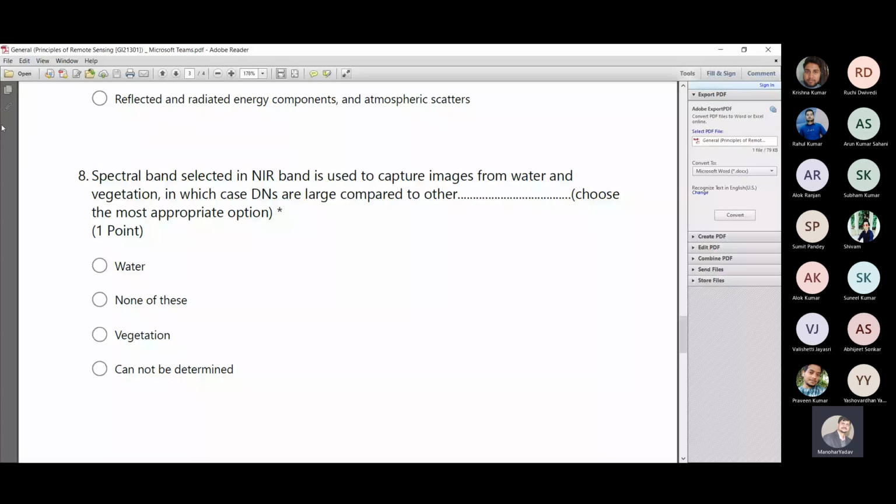This is a kind of backward analysis of the concept, from generation of DN numbers to the analysis of energy at the sensor, at the ground level, and then further on the basis of given spectral signature for the given types of features and a spectral band. We do this analysis to arrive at a conclusion. It's just simple comparative analysis.